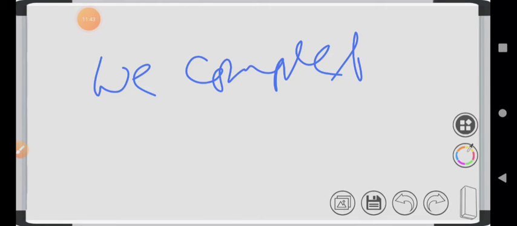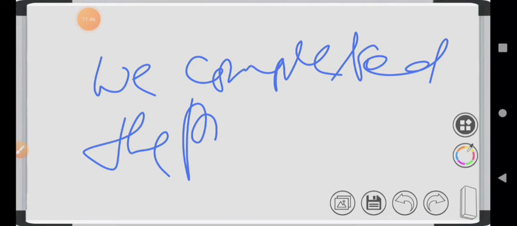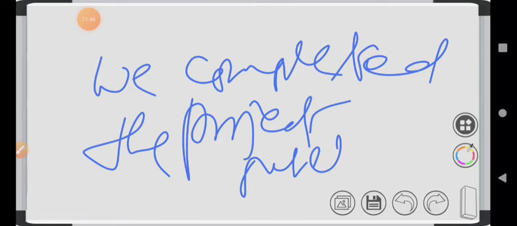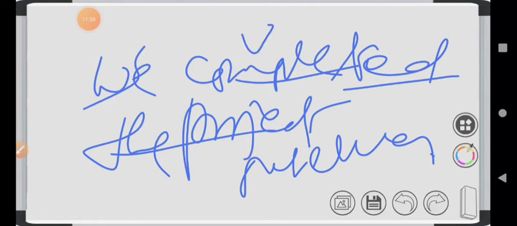For example, if we say we completed the project ourselves. We completed the project ourselves. The project is the object place. Completed is the verb, and we is the subject. Ourselves. We completed the project ourselves. It means that we did it, not someone else. That is important. We can see clearly the difference between emphatic and reflexive pronoun.